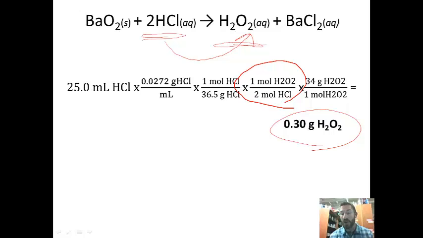Now, we don't know if this is the limiting or the excess reactant, or if that's the amount of product. We have to do two problems. So we've done from hydrochloric acid to hydrogen peroxide. Now we need to do from barium peroxide to hydrogen peroxide. So let's do that problem.